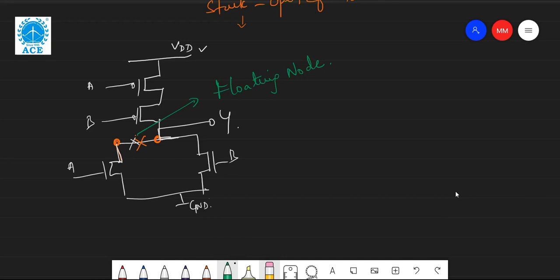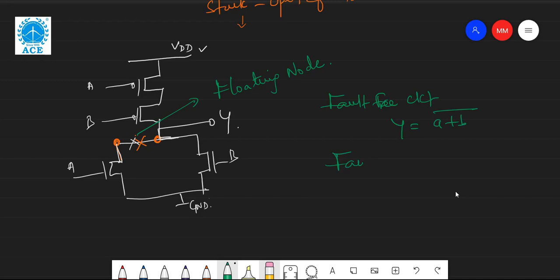Floating node is here, the open circuit. Okay, then we'll see the fault-free circuit. So Y is equal to what? A plus B. If it is not faulty, in this case it is not open circuit, then this is the fault-free circuit.